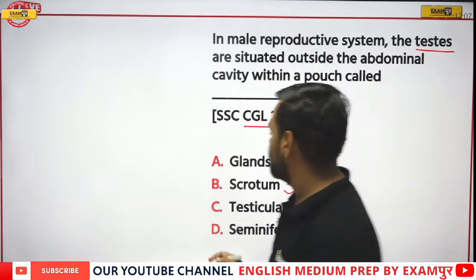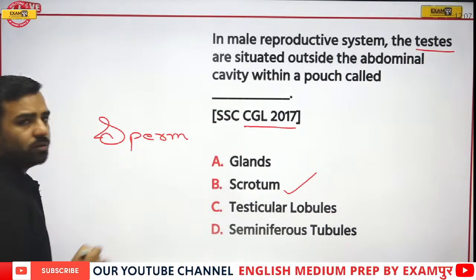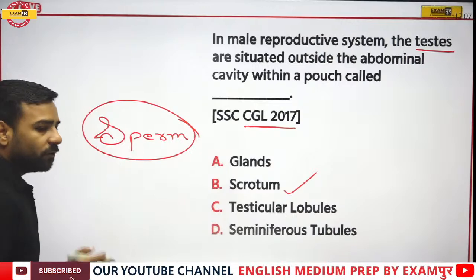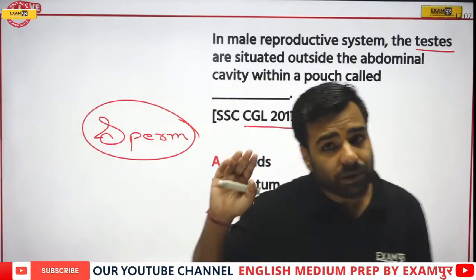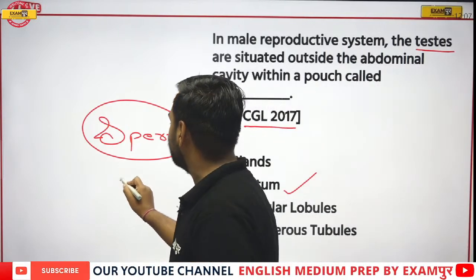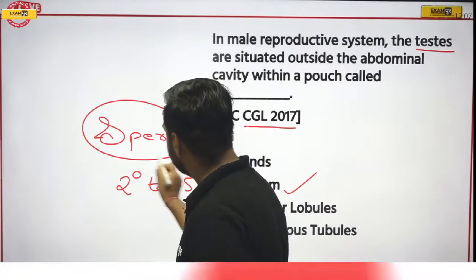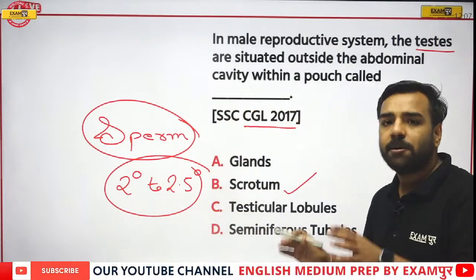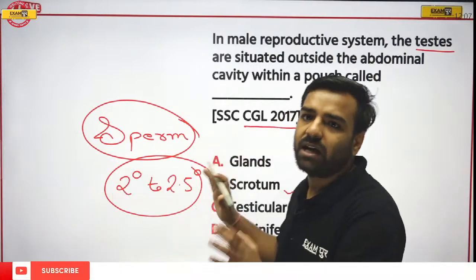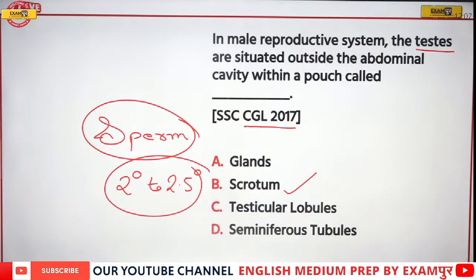Because for the generation of sperm, the male gamete we have just read about, it needs a temperature lesser than body temperature. Because of the presence of this scrotum, this pouch-like structure, it helps in decreasing the temperature by 2 to 2.5 degrees centigrade. Because of this temperature difference, sperms get generated. So there was a reason behind this pouch hanging out. So the correct answer is option number B, that is scrotum.